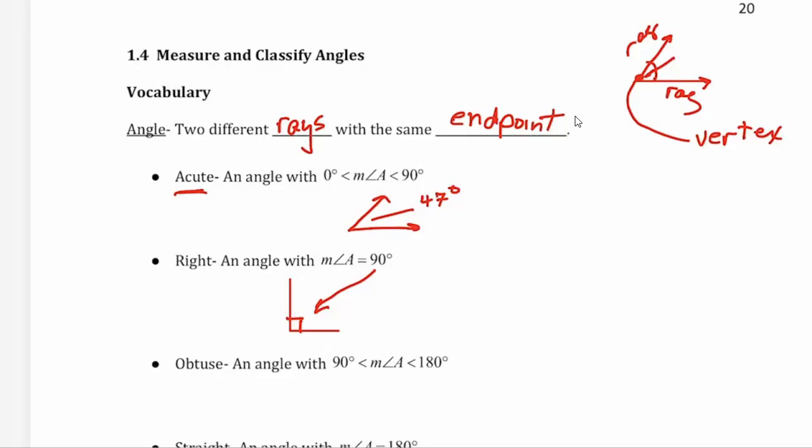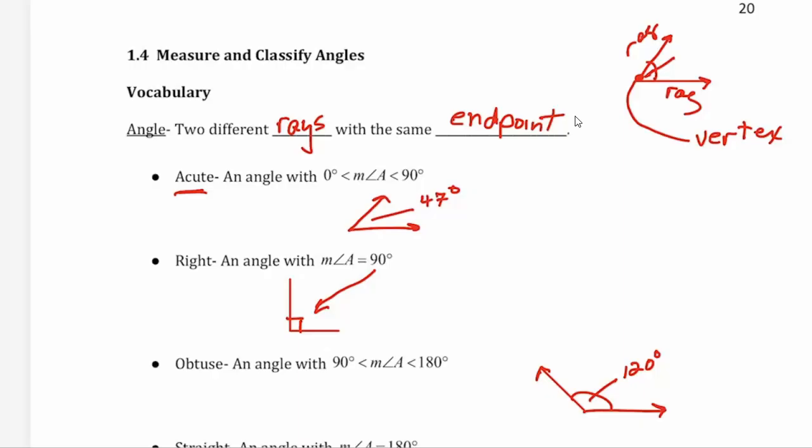An obtuse angle is an angle that measures less than 180 but greater than 90. So, less than 180 and greater than 90. Let's try something like this, and this angle right in here, say that's about 120 degrees. So that would be obtuse. A straight angle is an angle that measures exactly 180. So you're going to go like this, put a little dot in the middle, and there you have it.